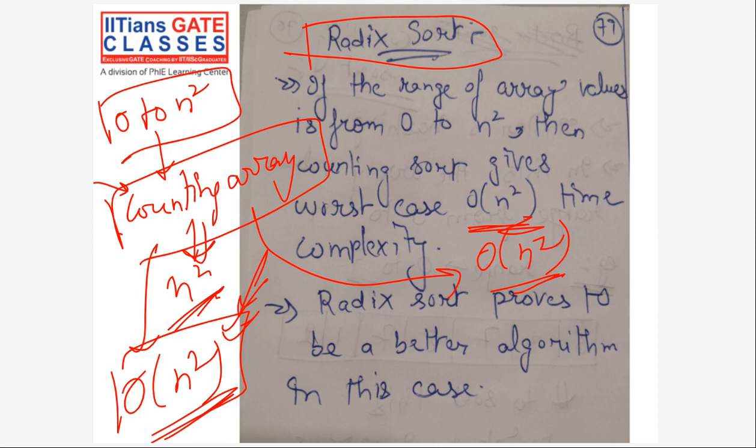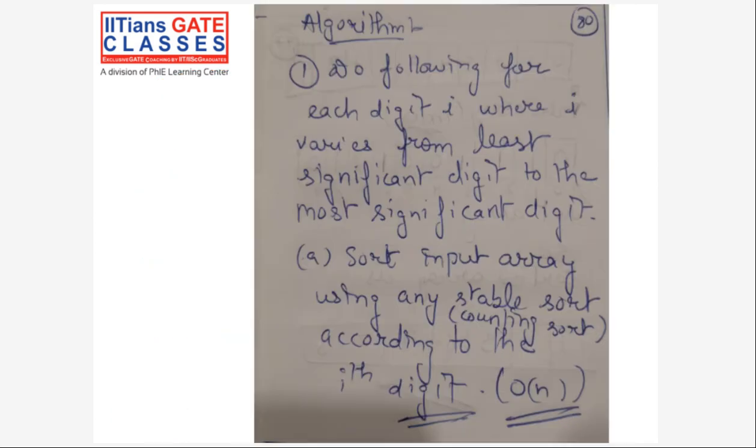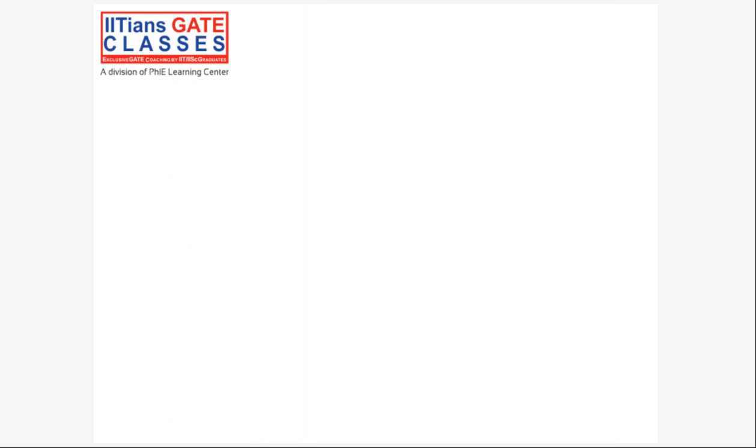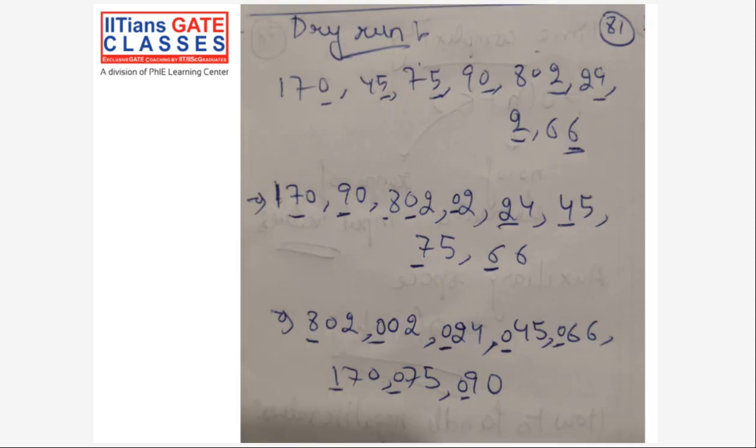So what you do is you try to use radix sort. Radix sort is a much better algorithm. All right, so let's see how to use radix sort. I'll just explain using an example. Let's say this is my initial array given to me and I have to sort this.